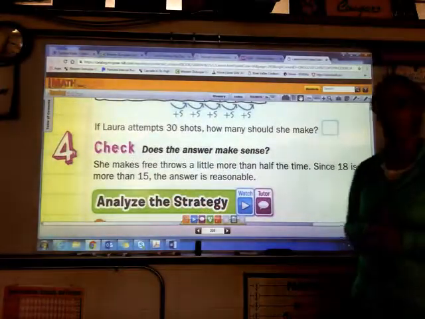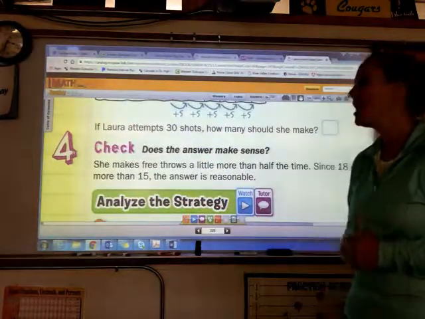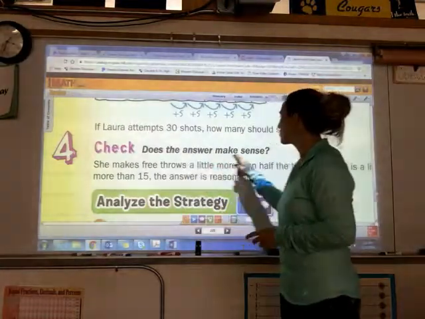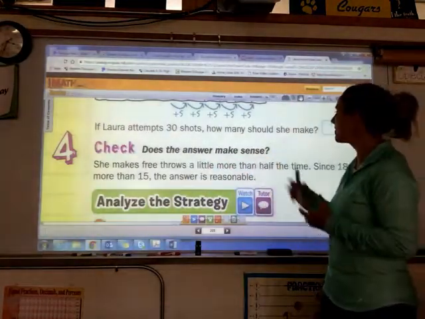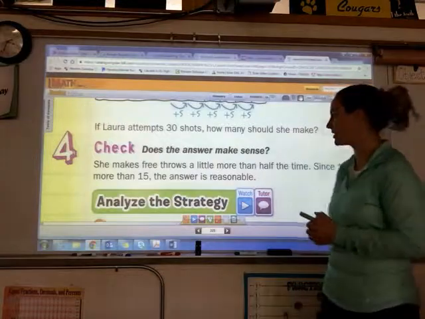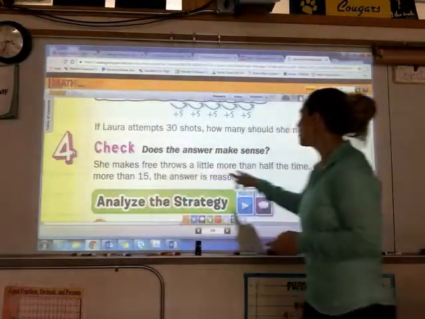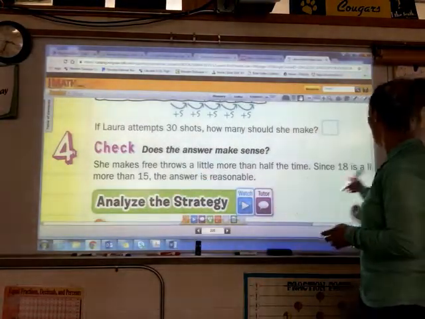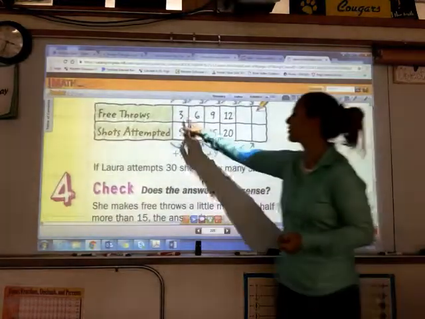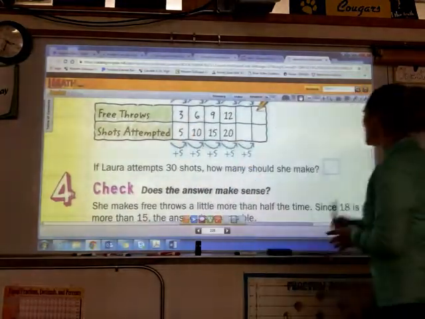The fourth part of the problem-solving strategy is to go back and check. Does your answer make sense? Okay, does it make sense that she should be making 18 free throws? So we know that she makes her free throws a little bit more than half the time, and we know that because 3 is more than half of 5.